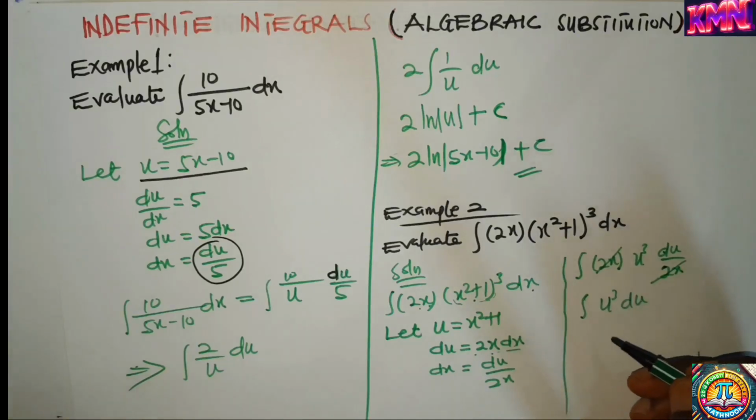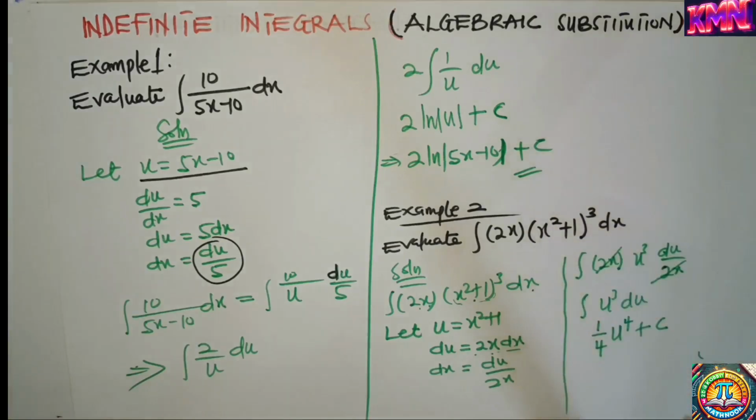We can integrate. Integrating this, we are going to get 1 on 4 u power 4 plus c. But our u was represented as x squared plus 1. So let's put that back. So we are going to get 1 on 4 times x squared plus 1 to the power 4, plus our constant of integration, and that is that.